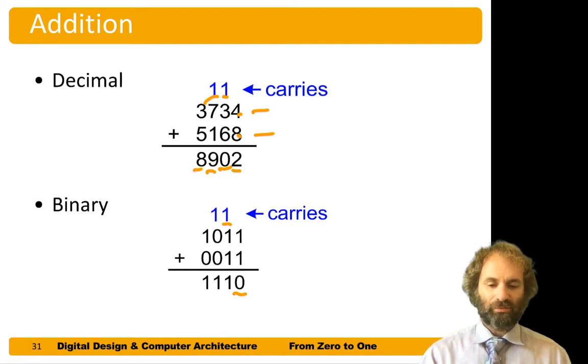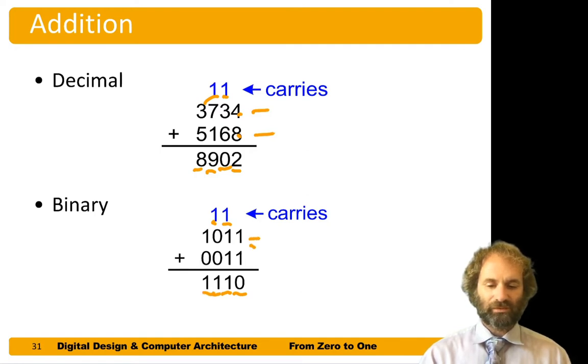Next we do 1 plus 1 plus 1 would make 3, which in binary is 1, 1. That's not a single digit, so again we write the bottom 1, and we carry the upper 1 to the next column. 1 plus 0 makes 1, and 1 plus 0 makes 1.